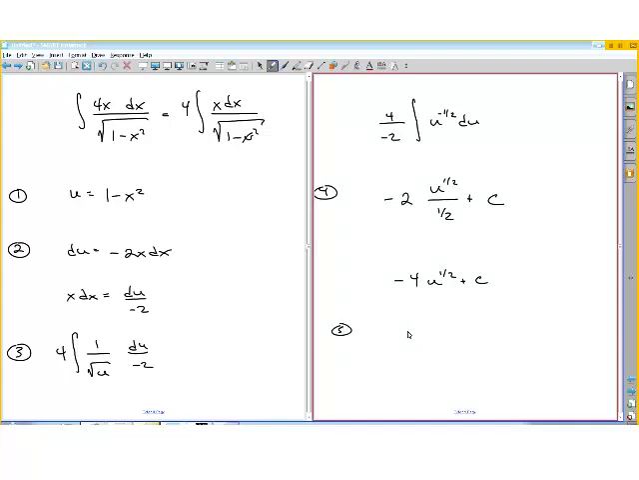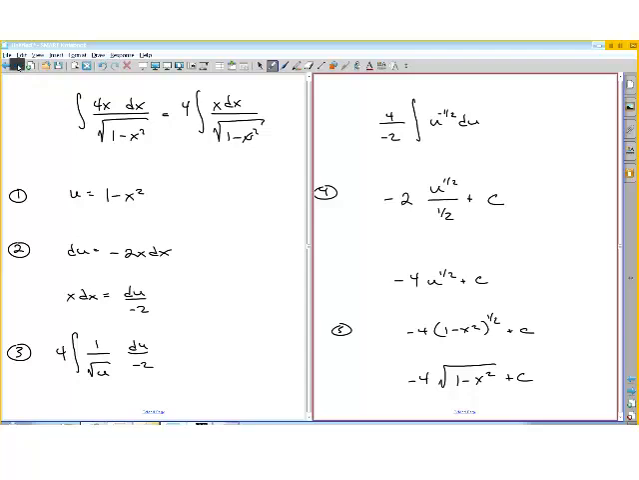Step number 5 is substitute u back in. So we get negative 4 times (1 minus x squared) to the 1/2, or we could write that as negative 4 times the square root of 1 minus x squared. Okay, so that's the first integral.